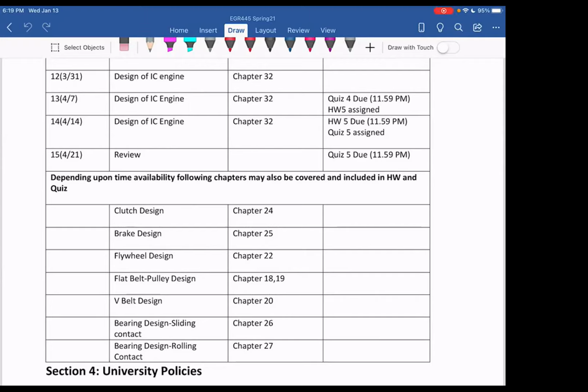A flywheel is sort of a mechanical capacitor. What it does is take the energy from the power stroke and supply energy to the suction, compression, and exhaust strokes of an internal combustion engine. So it actually helps to smoothen the torque requirement. So we will talk about the flywheel design. We will talk about flat belt and pulley design.